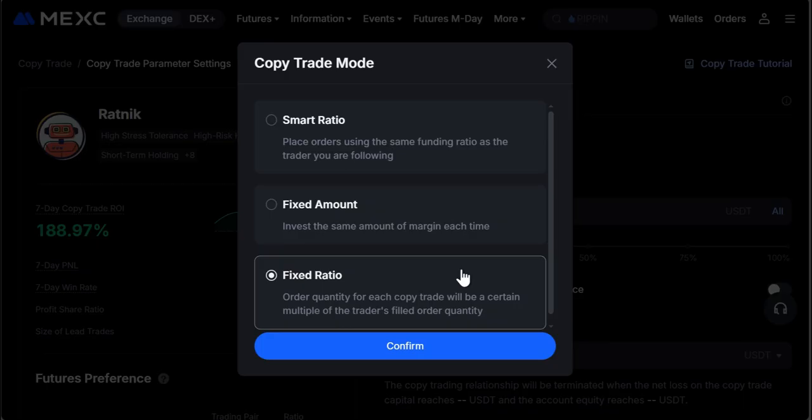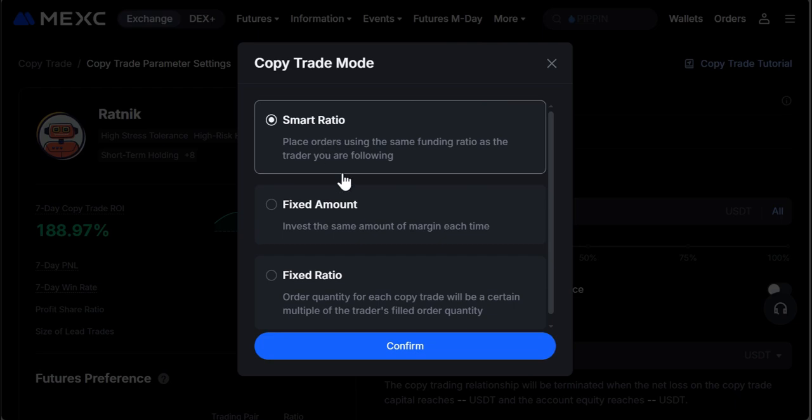Fixed ratio mode also means you can follow the lead trader's position size multiplied by a factor, for example, 2 times. This mirrors the trader's risk management and scales with your portfolio size. For this tutorial, I'm going to focus on smart ratio.